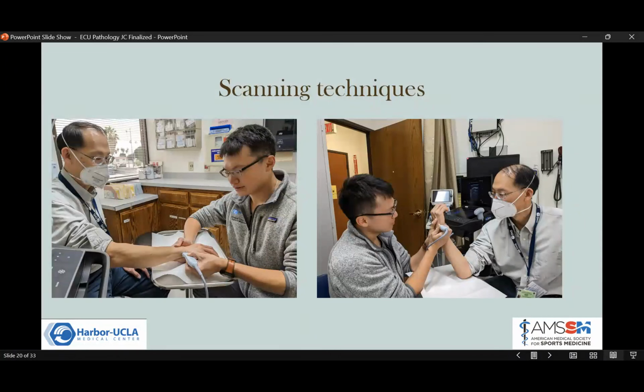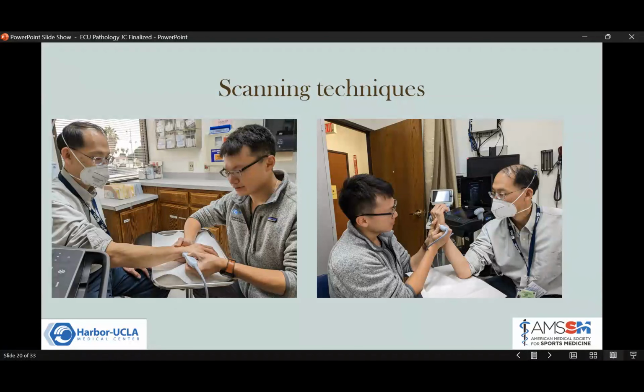This is one of my attendings here at Harbor, and the first one shows a long axis view scanning the ECU tendon. And then the second picture is where we're trying to replicate displacement of the tendon, where you have supination, and in this position you can ulnar deviate. And for some patients, that can really provoke any sort of subluxation or dislocation there.